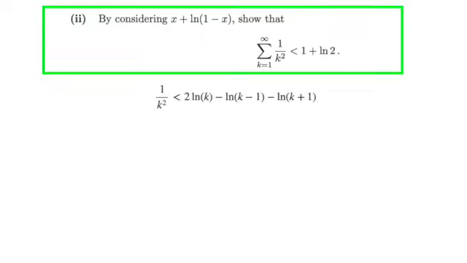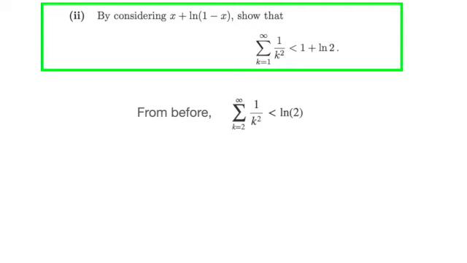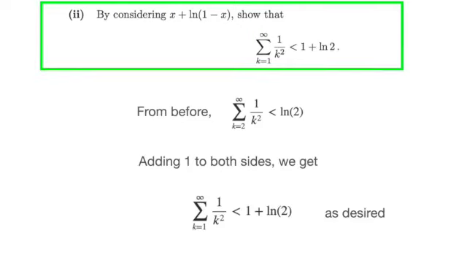Mindful that our inequality earlier required x to be lesser than 1, we can sum from k equals 2 onwards to infinity. Doing so, we see that many of the terms cancel out in a telescoping series, leaving only ln 2 at the end. And finally, we add 1 to both sides. So the summation starts from k equals 1 instead of k equals 2. And we have proven the result as desired.